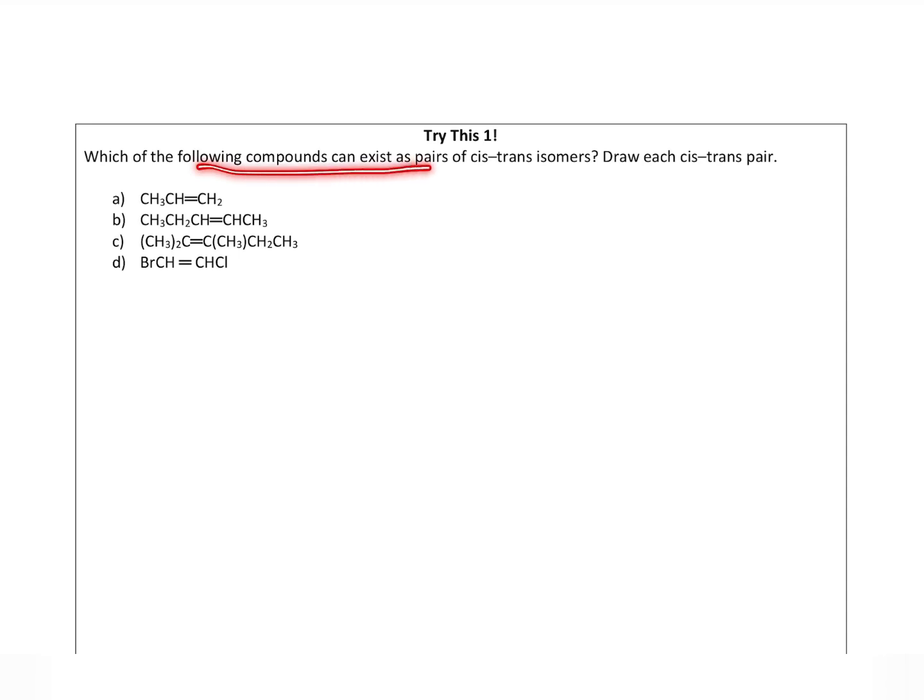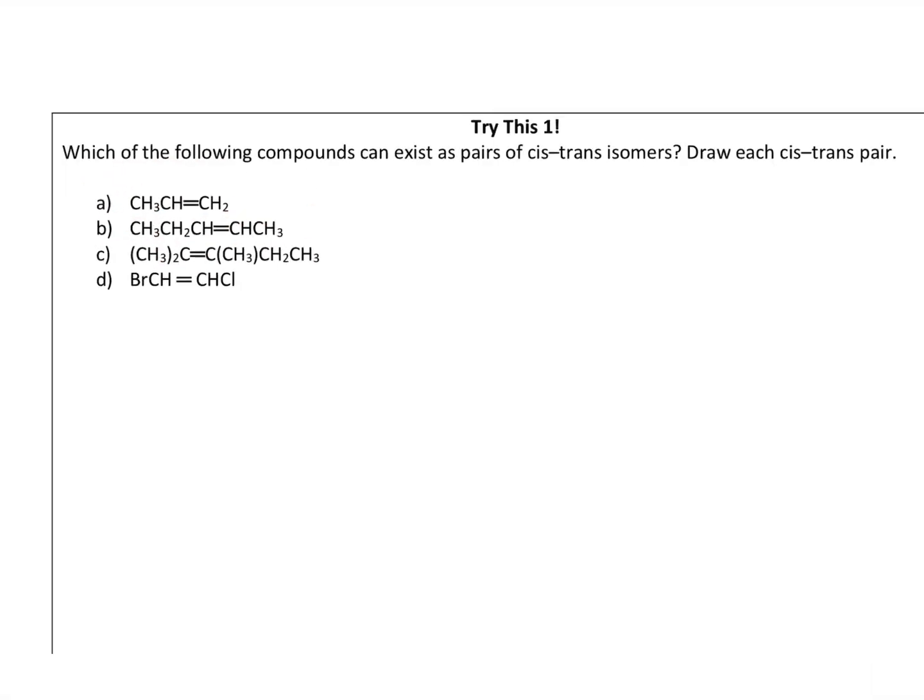Okay, next kita tengok exercise. Which of the following compound can exist as pair of cis trans isomer? Draw each cis trans isomer. That means kalau cis trans tu possible, then we need to draw lah. Okay, so first kita try A and B. Okay, saya akan discuss A and B je. C and D, you do it on your own lah.